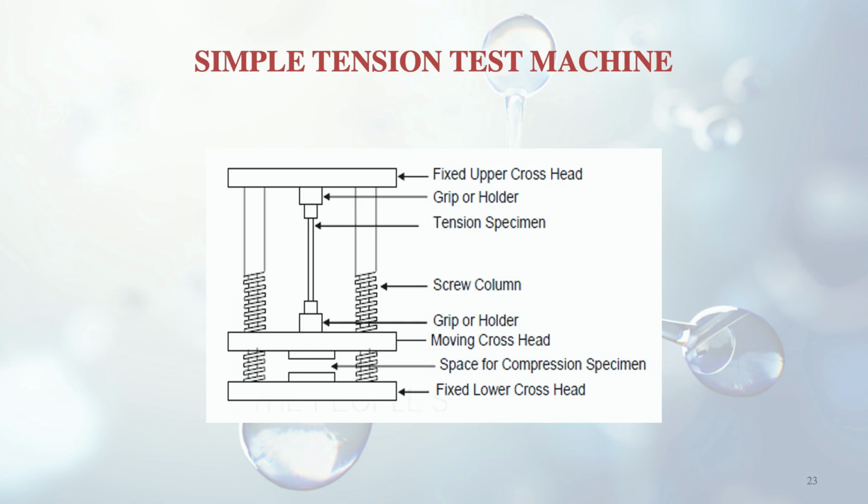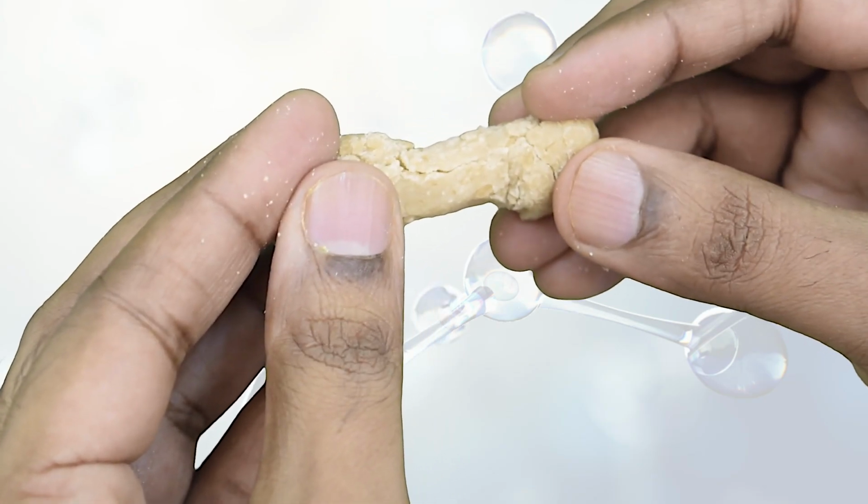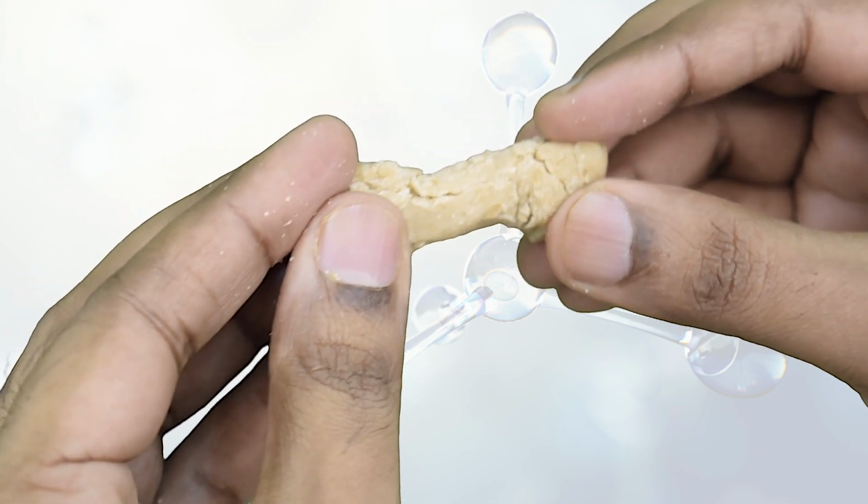This is meant to move the moving crosshead. You can see one labeled moving crosshead in the diagram. That is moving, not the fixed crossheads. To move these, a screw column is required. And a space for the compression specimen is also there. So both kinds of tests can happen here, compression as well as tension. Right now we have discussed the simple tension test. Here you can see the specimen which is subjected to tensile force. See how I am pulling this.